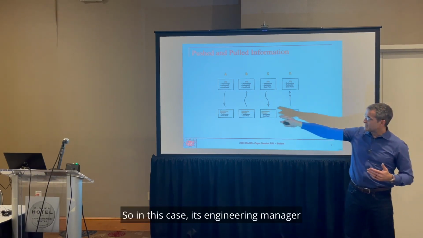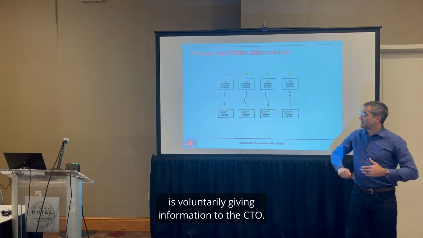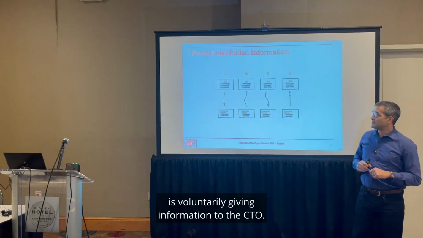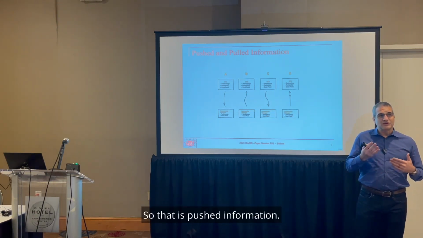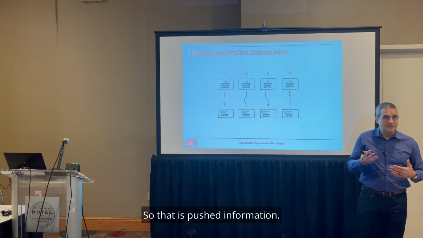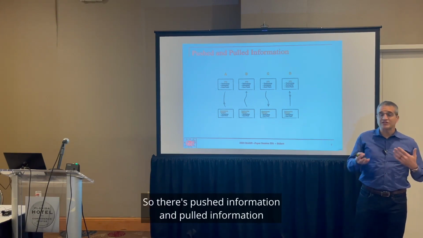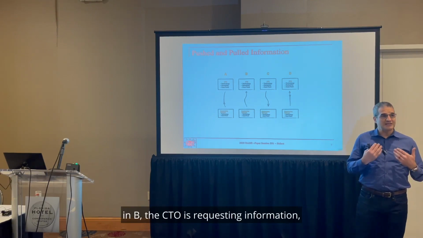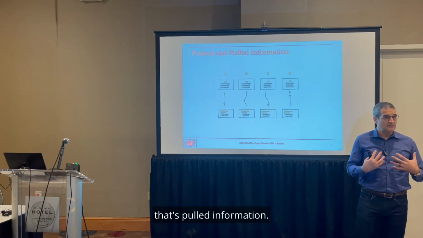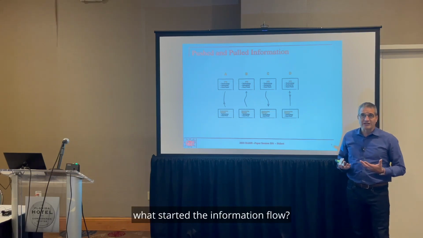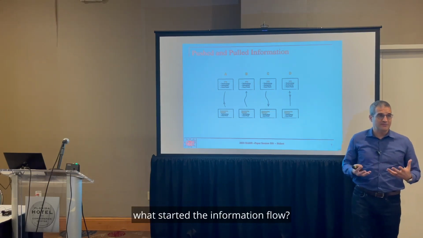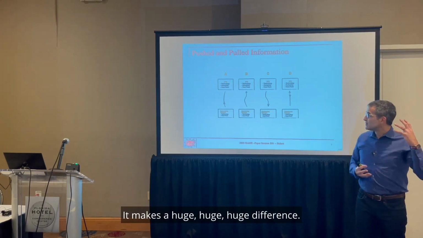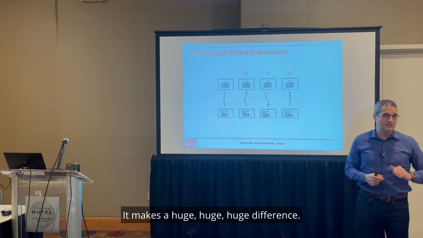So in this case, this engineering manager is voluntarily giving information to the CTO. So that is pushed information. So there's pushed information and pulled information. In B, the CTO is requesting information. That's pulled information. So why did I bother noting what started the information flow? It makes a huge, huge, huge difference.